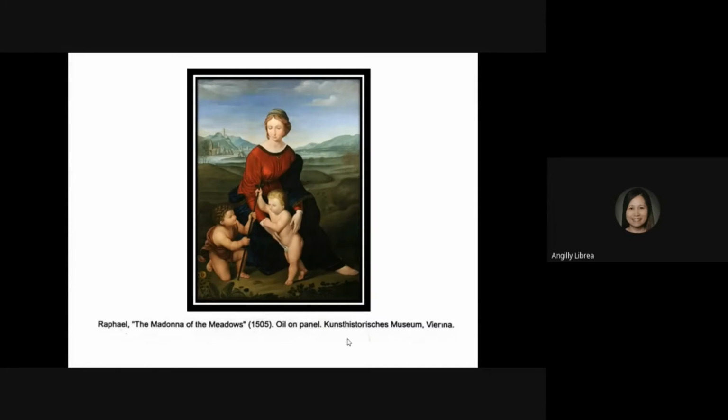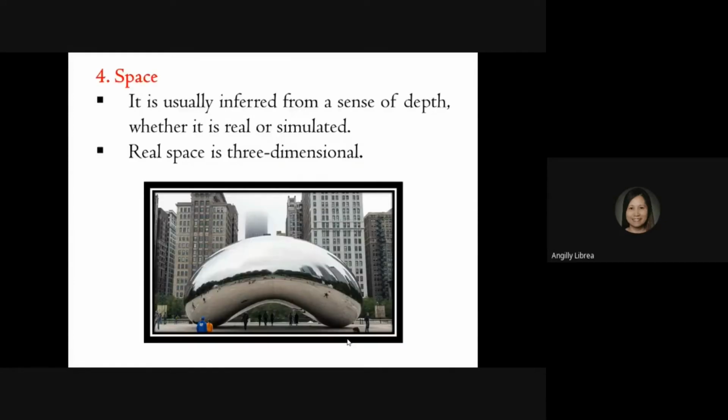So, another element is space. Related to shape and form is space. It is usually inferred from a sense of depth, whether it is real or simulated. Real space is three dimensional, like what has been previously mentioned. Sculptures are a perfect example of artworks that bear this element. However, this can only be manifested in two dimensional artworks through the use of different techniques or the use or non use of area around a drawing or a picture.